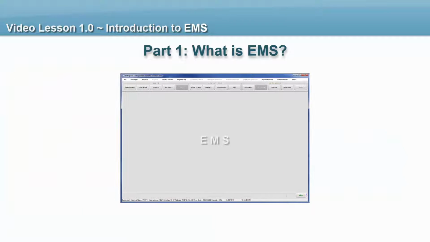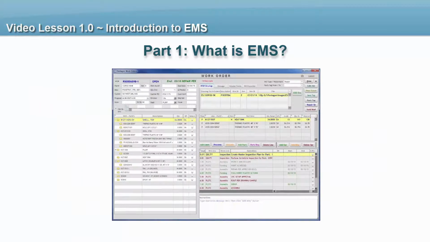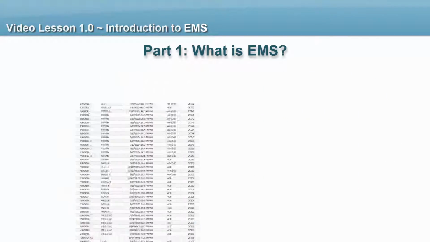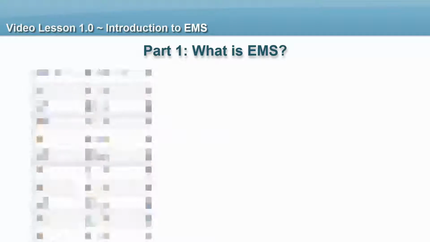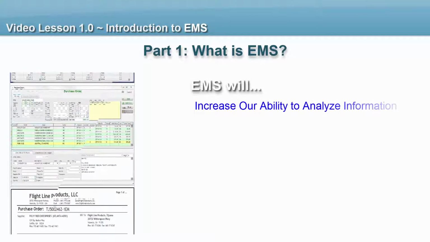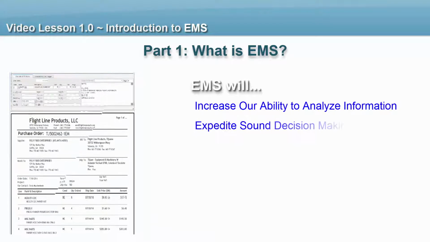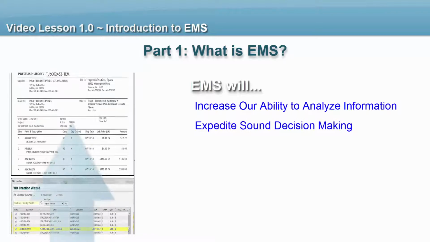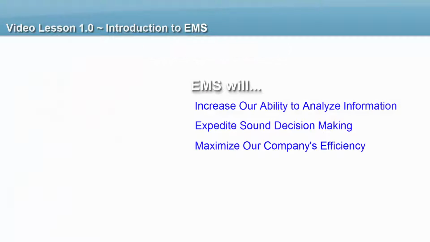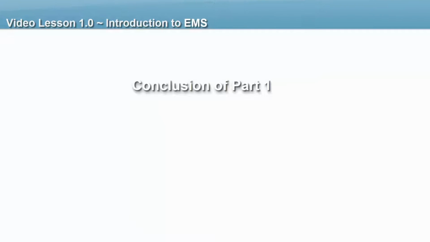However, in EMS we have organized the information from Pentagon with custom displays and windows that are suited specifically for our business. We have worked to improve data retrieval in a series of tools and reports that will increase our ability to analyze information, expediting the speed in which we can make sound decisions, which will help maximize our company's overall efficiency. This concludes part 1 of this tutorial.